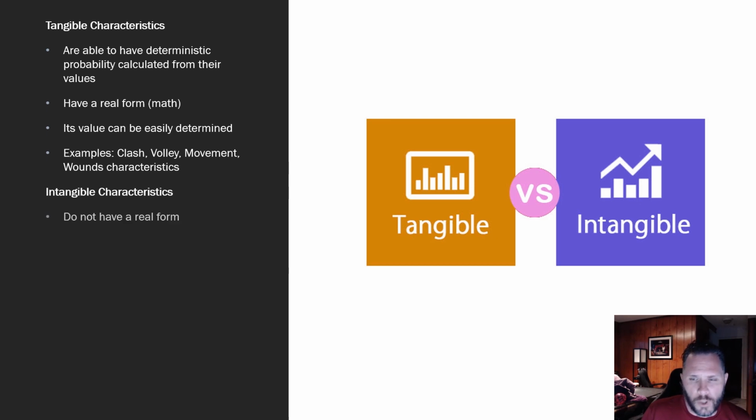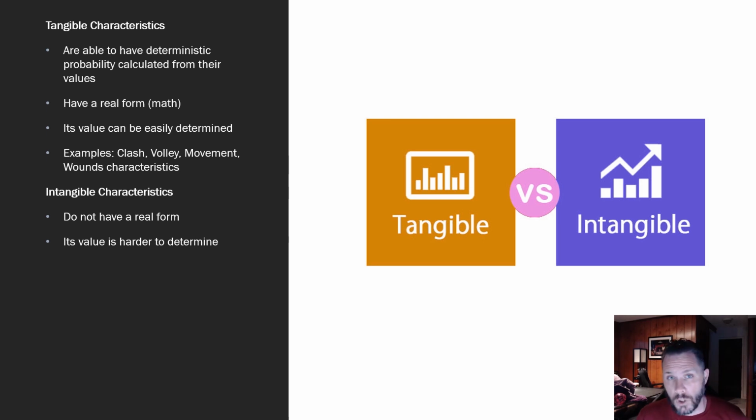An intangible characteristic are abstract items. They do not have a real form. They are buffs. They are synergies. They are situational environmental things. They are things such as secondary objectives where you may not know what those are going to be in a scenario. Their value is harder to determine because of that. You cannot bake those into formulas, not with any real form of confidence.